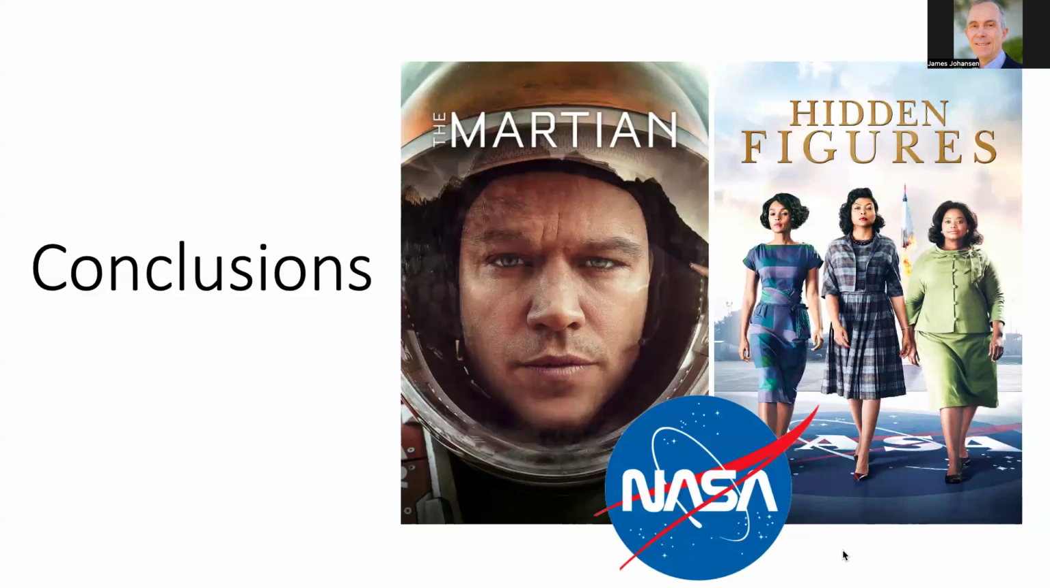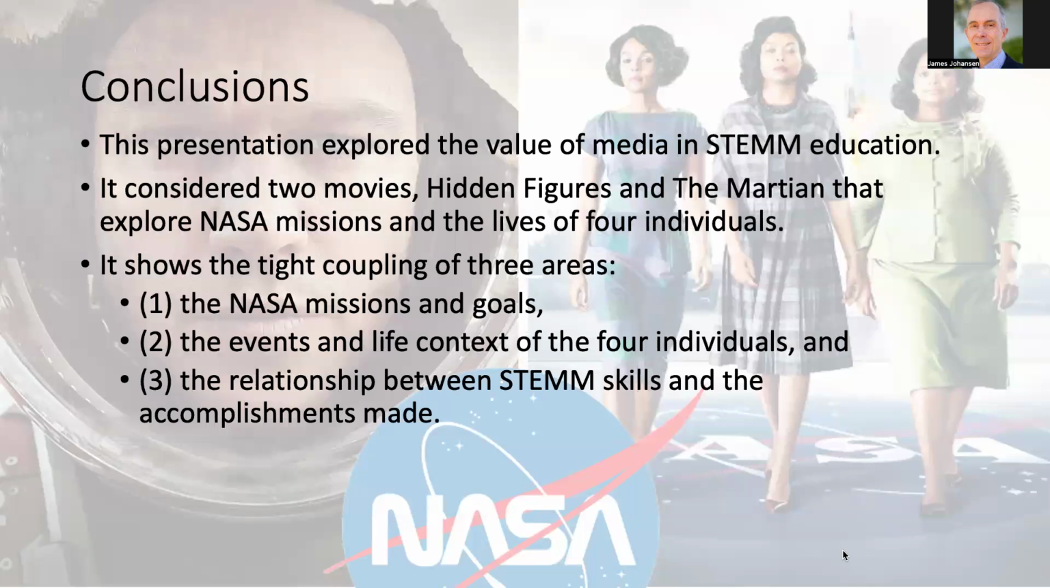Okay, well, let's just have a couple more charts to finish this and remind ourselves what we've had a chance to be focusing on here. This presentation explored the value of media and STEM education. It considers two movies, Hidden Figures and The Martian, that explore NASA missions and the life of 4 individuals. It shows the coupling of 3 areas: the NASA missions and its goals, so it's the purpose behind what's going on, the context; the events in the life of the four individuals, where they were engaging with those missions; and finally the relationship between STEM skills and the accomplishments made.